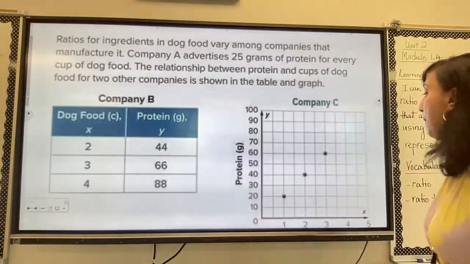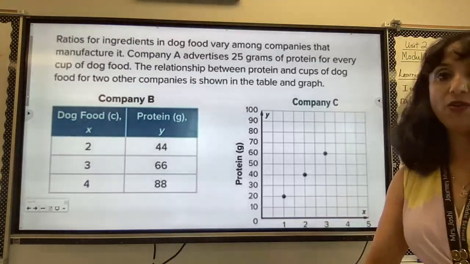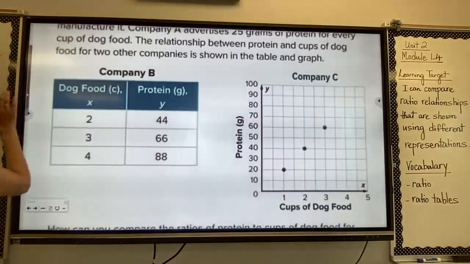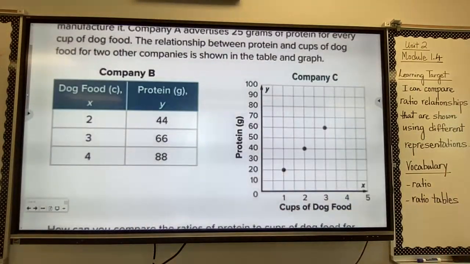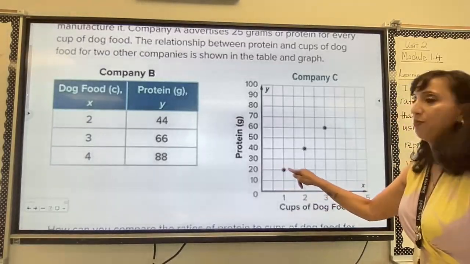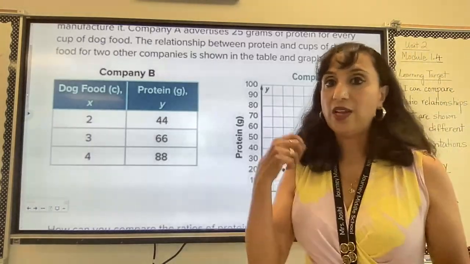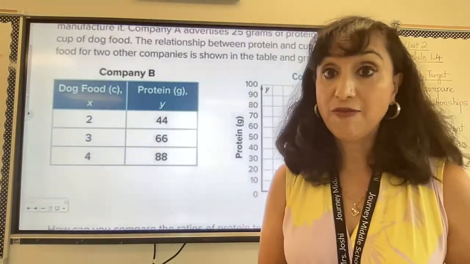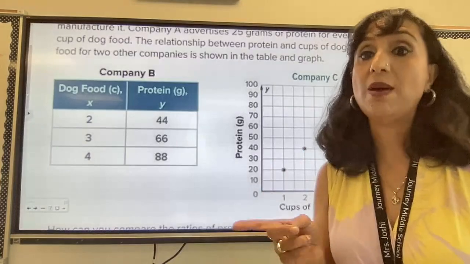Okay, let's look at company C. And in this one, I can see that, of course, this one down here is going to be my cups of dog food, as you can see. Look, I have my cups of dog food over here. And this company is giving me, for 1 cup, 20 grams of protein. For 2 cups, I have 40 grams of protein. Okay, so now think about what I said. Company A, we had 25 grams for 1 cup. Company B, I have 22 grams for 1 cup. And company C is 20 grams for 1 cup.